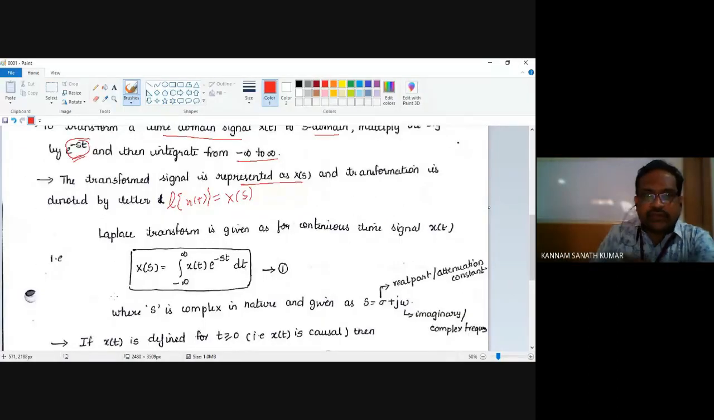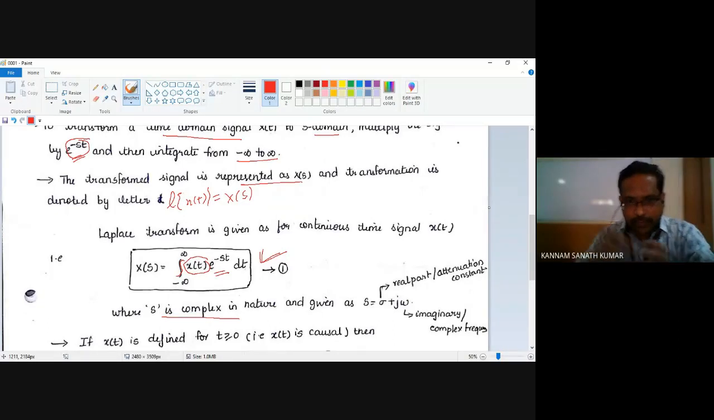So the Laplace transform for a continuous signal is given by X(s) = integration from minus infinity to infinity of x(t) e^(-st) dt. This is the formula you need to remember. Here this is our continuous time signal, you multiply it with e^(-st) and integrate from minus infinity to infinity. Here s is complex in nature.